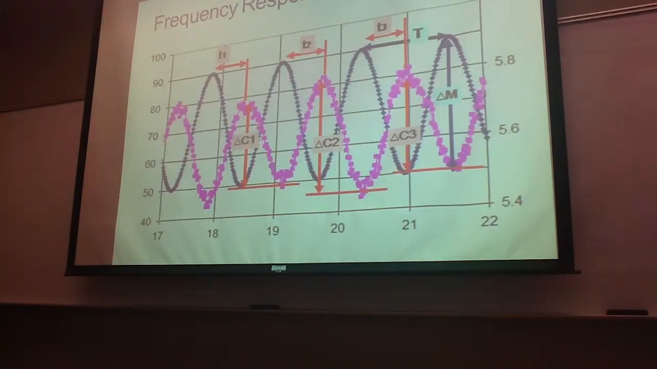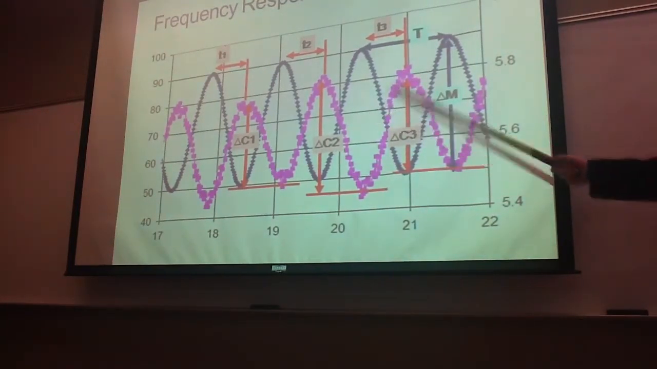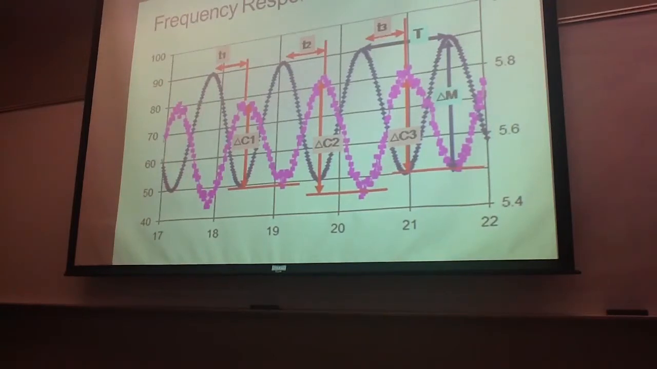Alright, so what did we do to try to define the parameters for this absorber air column? Well, one of the things we did was the frequency response. This is just an example frequency response. You put a sinusoidal input in, and you get a sinusoidal output out, and you shake it all about.